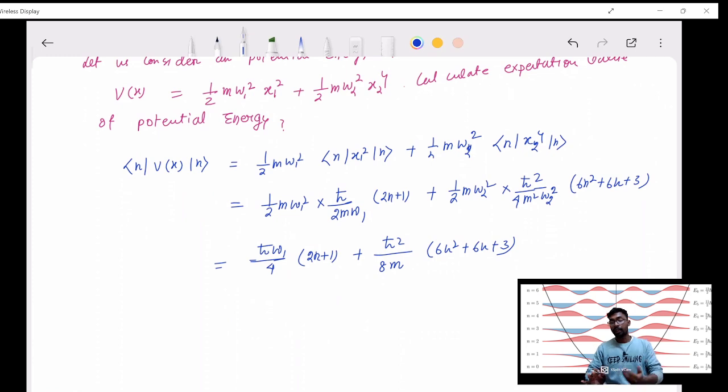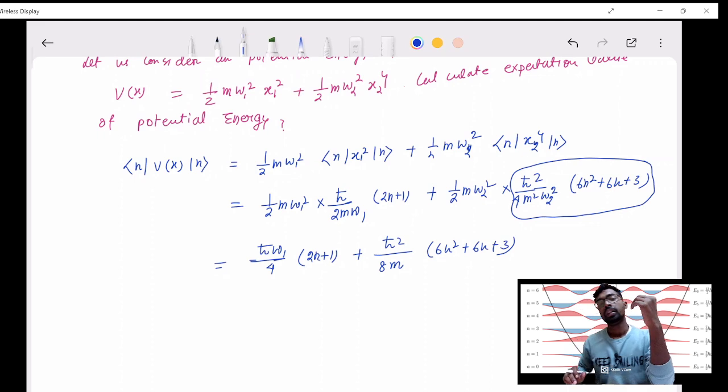So the expectation value of x square and x to the power 4 for the nth state is a very important result. If you don't remember these results, the derivation is time consuming, it takes time, right? So please remember these two results for harmonic oscillators. In your examination, most of the time they ask this type of questions, right? I think you are clear.